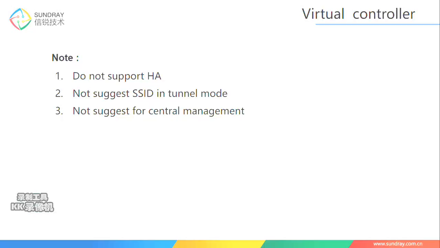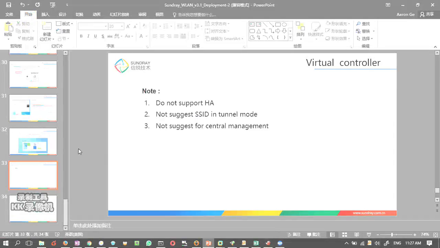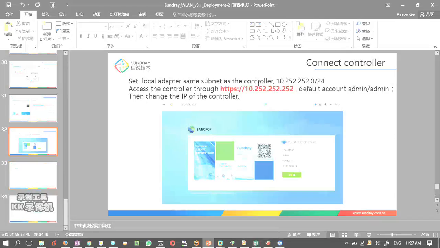They only want to manage APs for coverage, and marketing is also okay. So the virtual controller is suggested for coverage with fewer marketing features and for lower budget customers. If they want an advanced or more stable solution, we will suggest hardware controllers. And the default management interface IP is also 10.252.252.252, the same as hardware controllers.